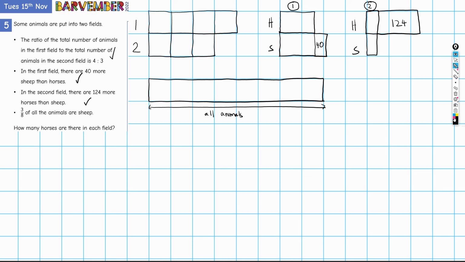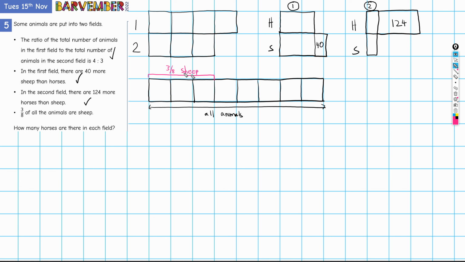And what do we know? I think I might just change color. Right. We've got, now this is 8. I suppose what I should have done is made that very clear. So 1, 2, 3, 4, 5, 6, 7, and 8. And 3 of these 8s, so 3/8 represent the sheep.